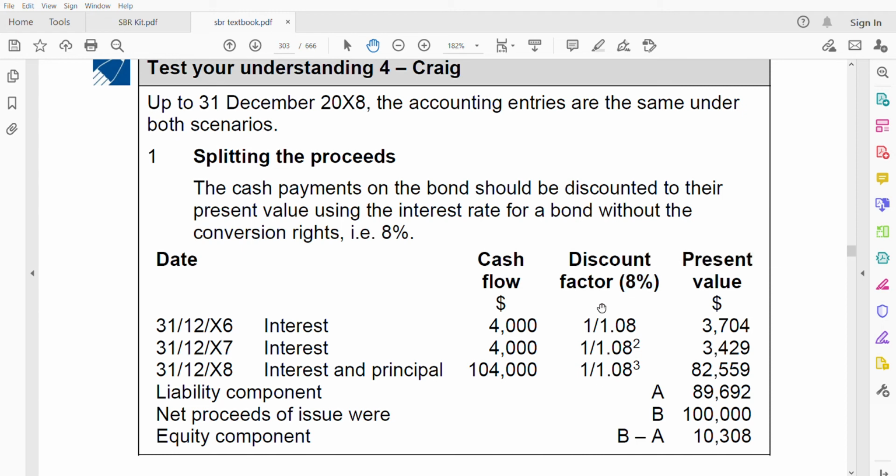Okay, so now you discount it, then add all the figures. The total is known as the liability component. What is the value of the bond? The convertible bond is 100,000. So the balance, B minus A, is the equity component, right?